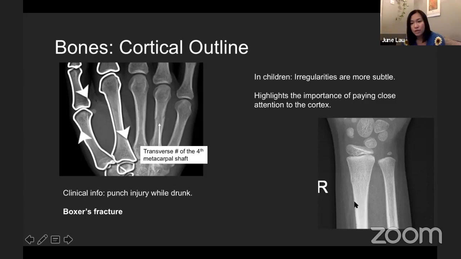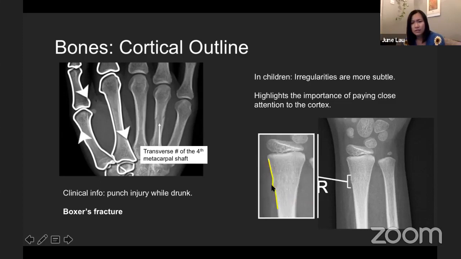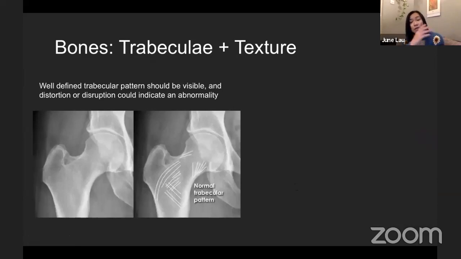So if we trace this outline here, you can see there looks like there's a little bump. And if I magnify that, this line here shows what I'm looking at. This is known as a buckle fracture, also a torus fracture. And if I can convince you, the trabecular pattern here has been disrupted as well. Which brings me on to the next way we look at bones, which is to look at the trabeculae and the texture.